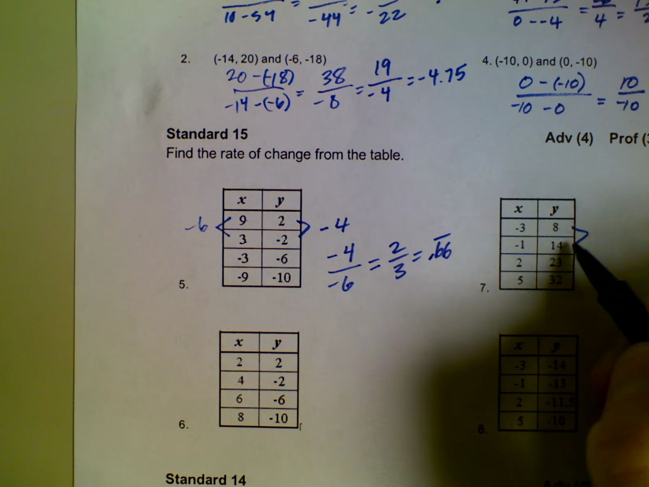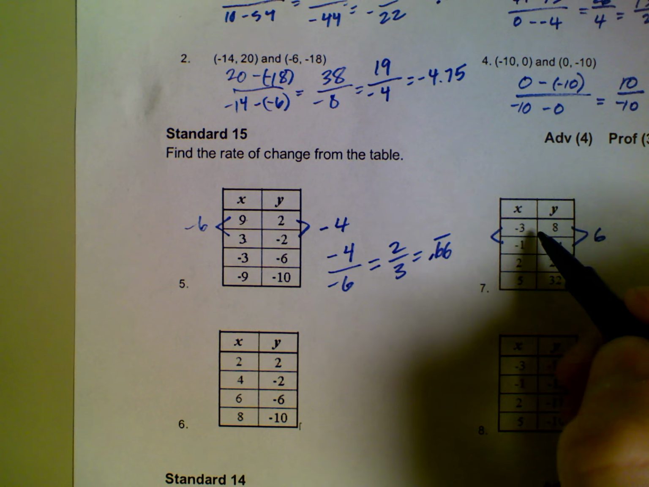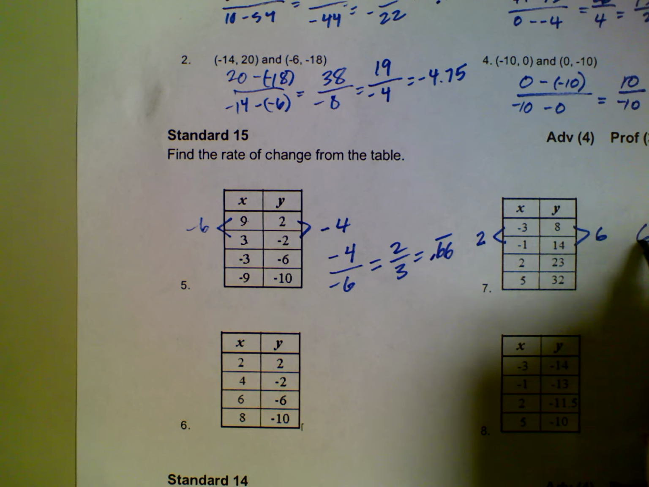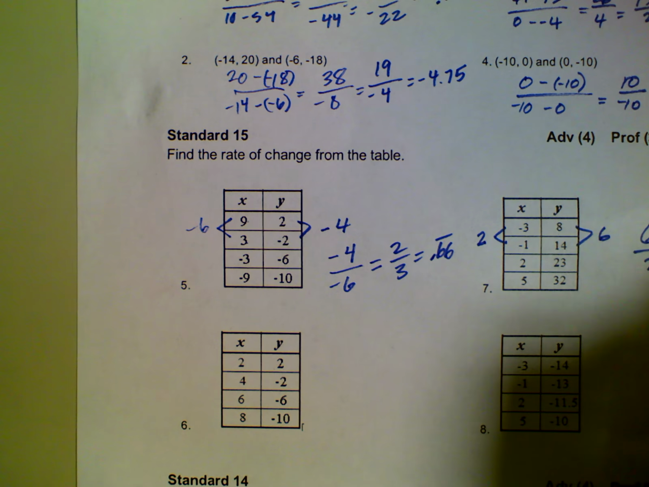Find the difference here. 8 to 14 is 6. Negative 3 to negative 2 to negative 1 is a change of 2. Put the y's on top, divide by the x's. 6 divided by 2 is 3.